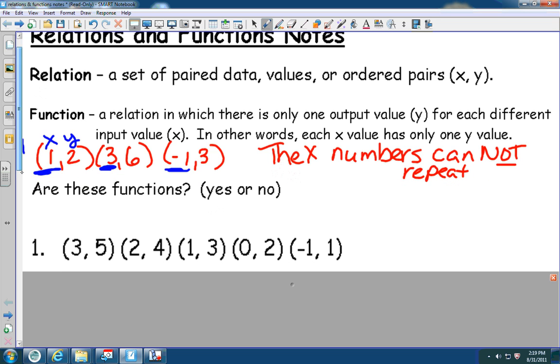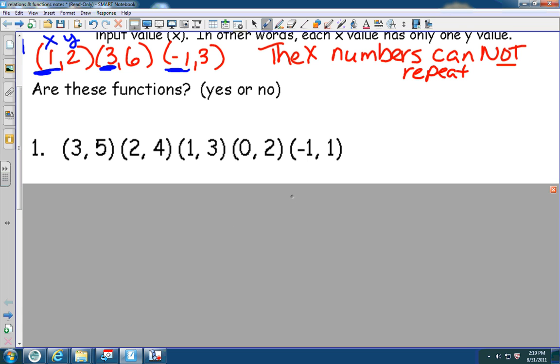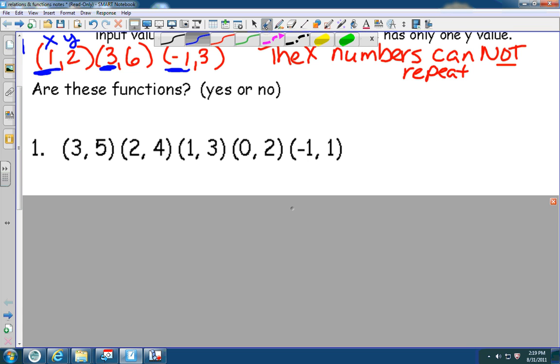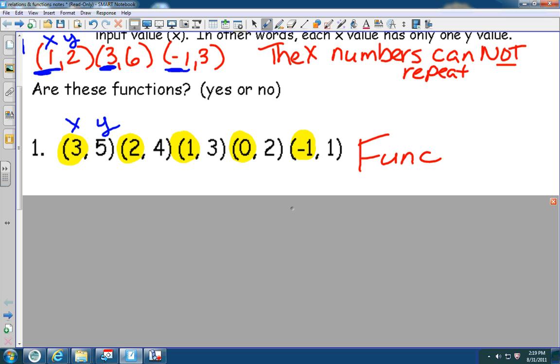So let's look at this first one. The first thing I do is go through here and highlight all my X's. Highlighting on this seems to make it easier for me. Out of all those X numbers, because remember, like I said above, we have X, then Y. Out of all those X's, do any of the numbers repeat? Well, no, because I've got a 3, a 2, a 1, a 0, and a negative 1. If they don't repeat, that means it is a function. When they ask, are these functions, we would write yes. But I want to make sure you understand, since they do not repeat, this is a function.